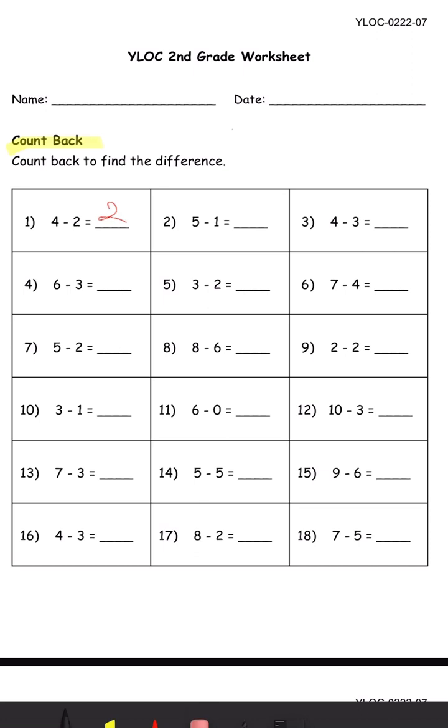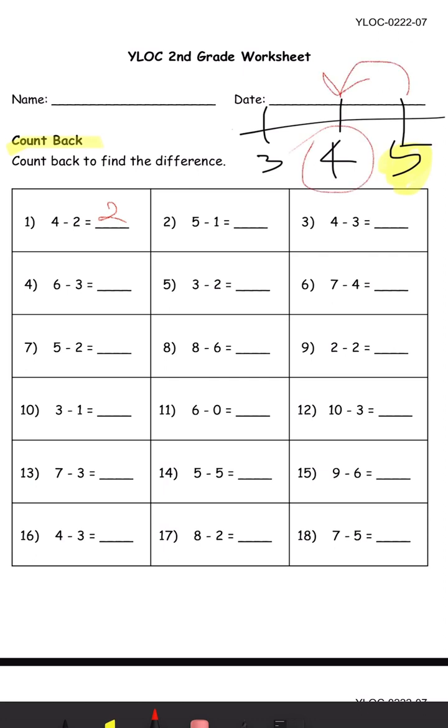Let's try number 2. We have 5 minus 1. So let's make a number line. 3, 4, 5. Like that. We start with 5, and we subtract 1. So we go back 1. If we go back 1, we're going to get 4. So 4 would be our answer.